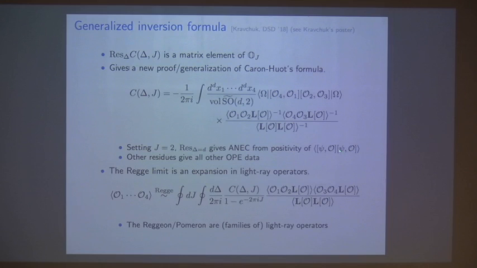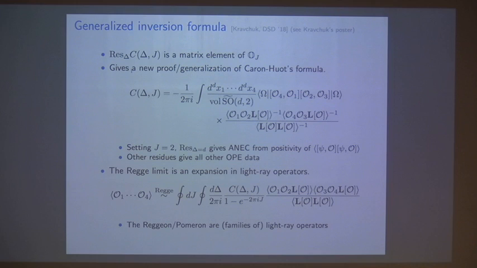So this thing encodes the ANEC, but taking residues at other places gives all other OPE data of the theory. So this is a kind of master formula that answers a lot of questions that you might have about the theory. If you're interested in a particular operator, then you can relate its data to four-point functions using this formula.